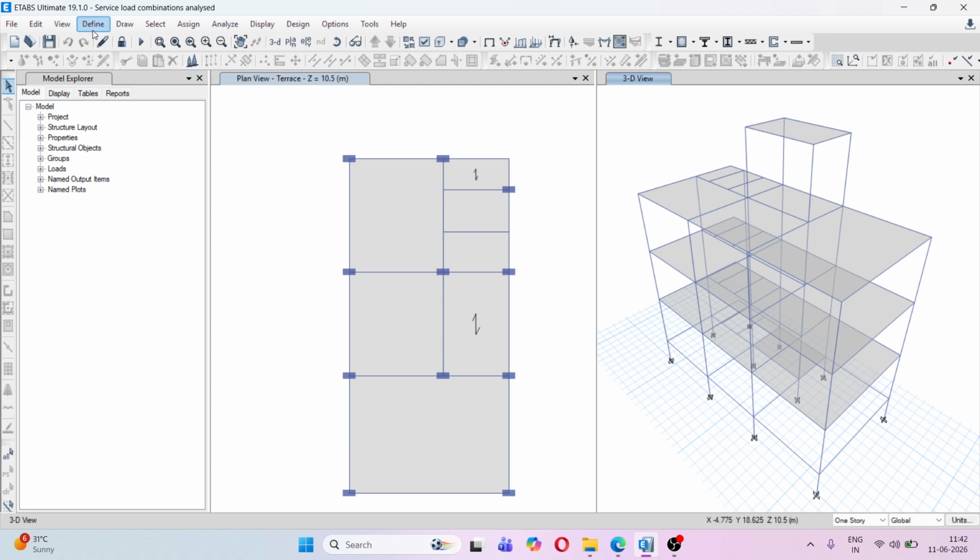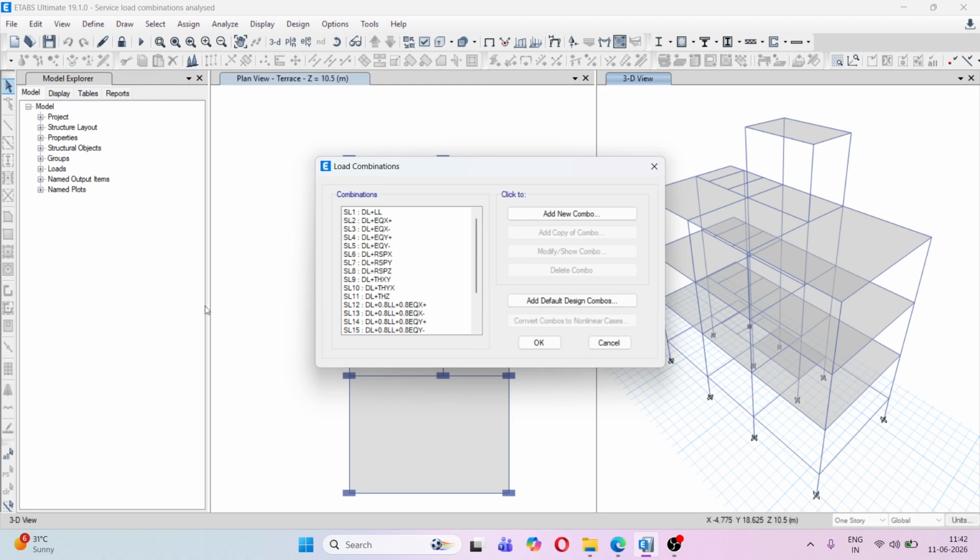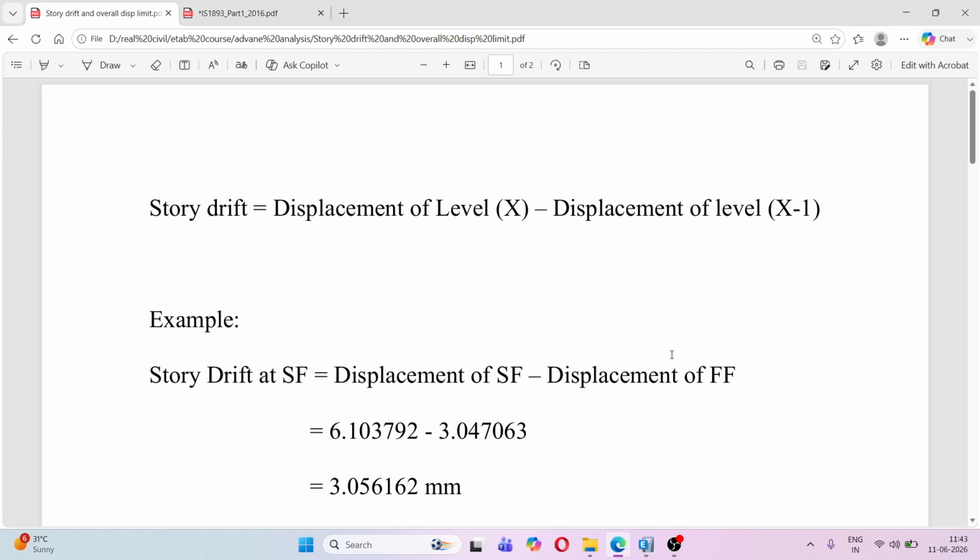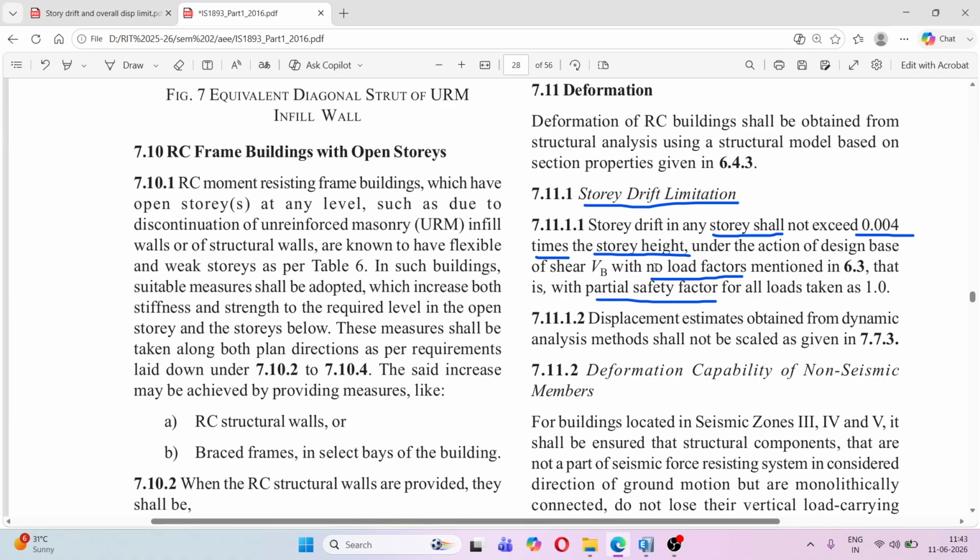Before starting, make sure you have applied all the service load combinations. So here I have applied 21 service load combinations. If you want to understand how I created these 21 load combinations or how I imported these load combinations, please click on I button or you can check the description box. You will get the video because it is mentioned in the code itself that you have to check it for serviceability conditions.